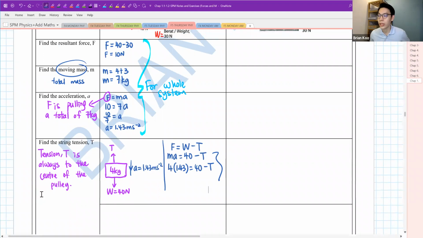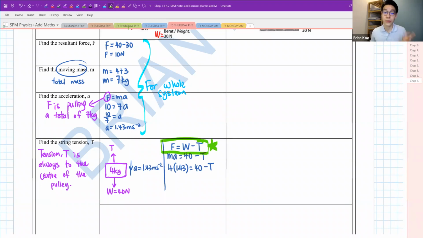The bottom step is not the important one. The most important step is, do you understand this or not? If you don't understand this, the stuff at the bottom doesn't mean anything. I get 5.72 equals 4 minus T. So the negative T, I move to the left, it becomes positive T.